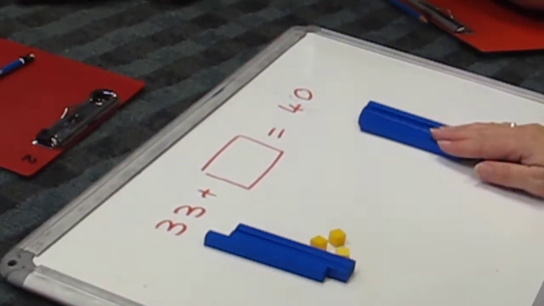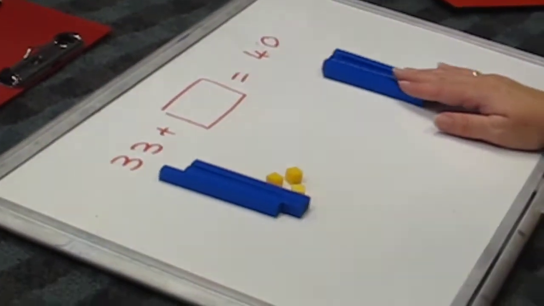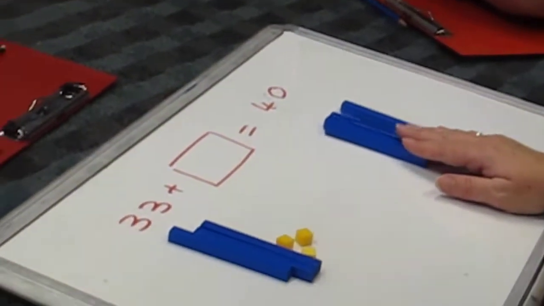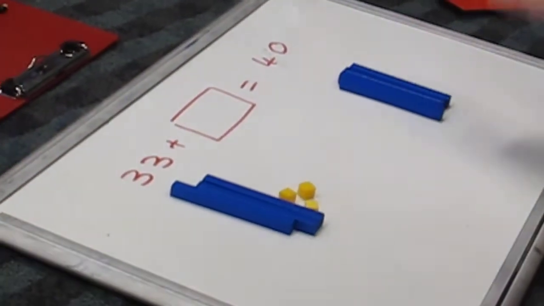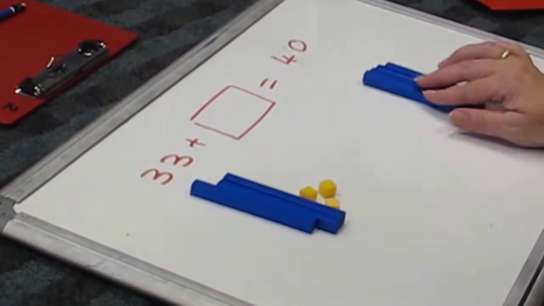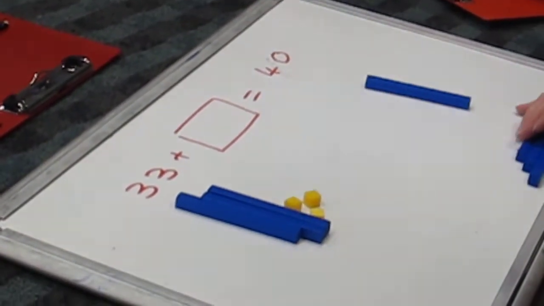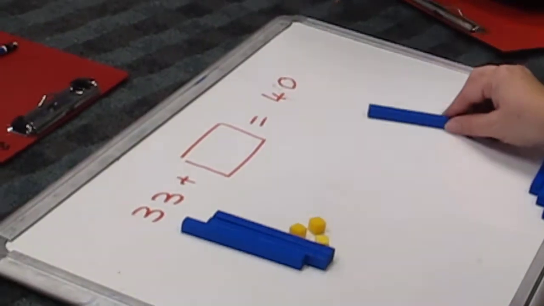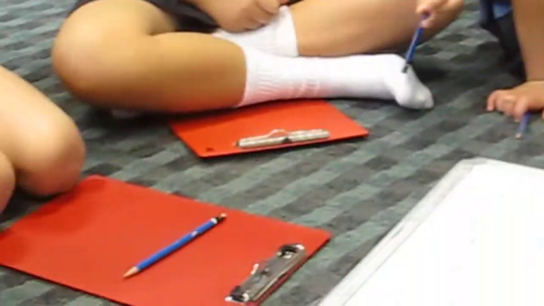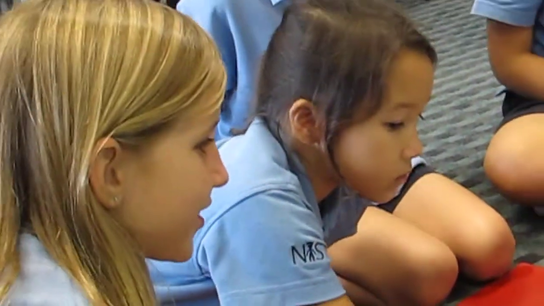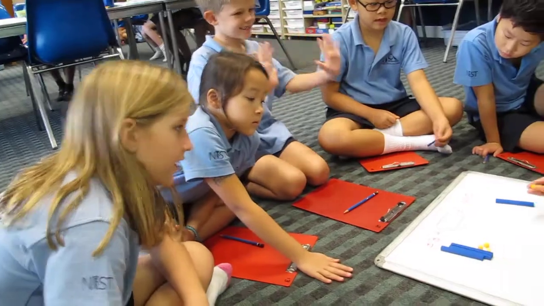Okay, so can we do that with the ones I've got at the moment? Can I take 33 from here? No. What might I need to do first then? Because I can take 30 away, but then I've got a problem. How do I take the 3? You have to switch it. What do you mean, switch? You mean exchange it for some ones? How many ones am I going to exchange that for?